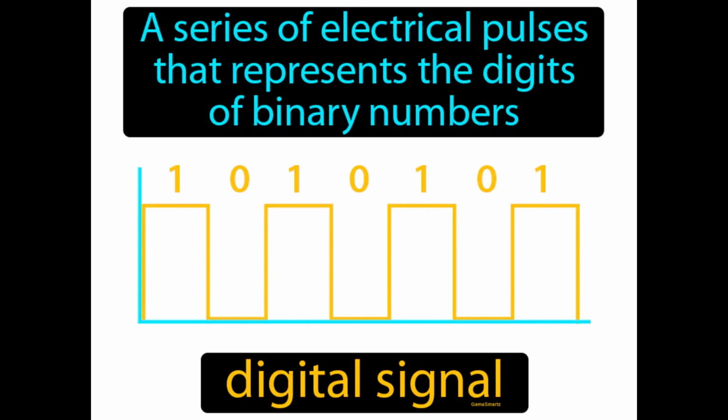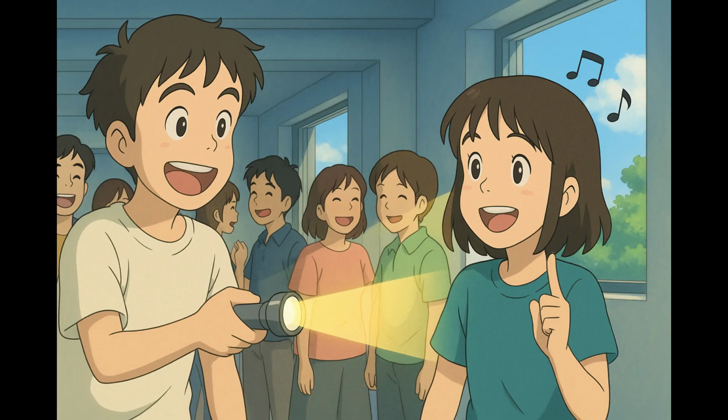A series of electrical pulses that represents the digits of binary numbers. Digital signal. A digital signal is a type of signal that uses binary numbers, 0s and 1s, to represent information. Imagine you're trying to communicate with a friend across a noisy room by using a flashlight to signal a series of on and off blinks that represent a secret code you both know.